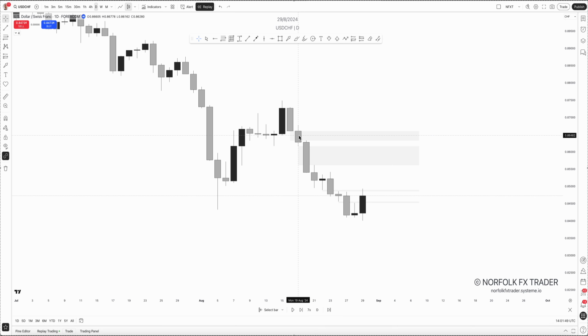We have a gap left over here which creates this zone of imbalance. We have another one created here. A small gap is created here. And there was another one created here in the market. So on this move to downside, we actually have 4 imbalances we've got marked up.